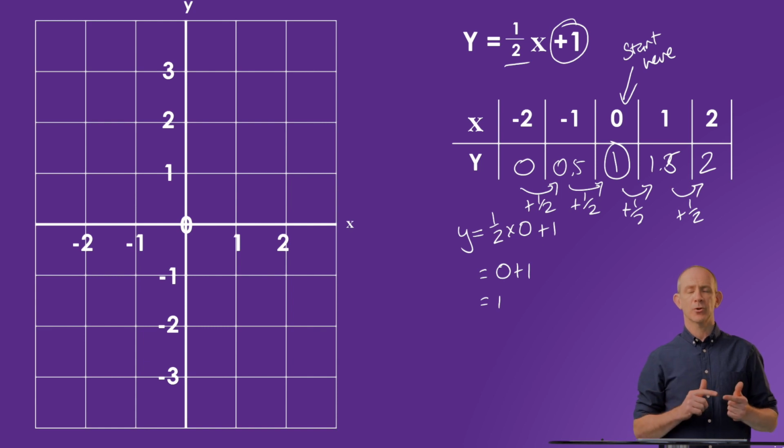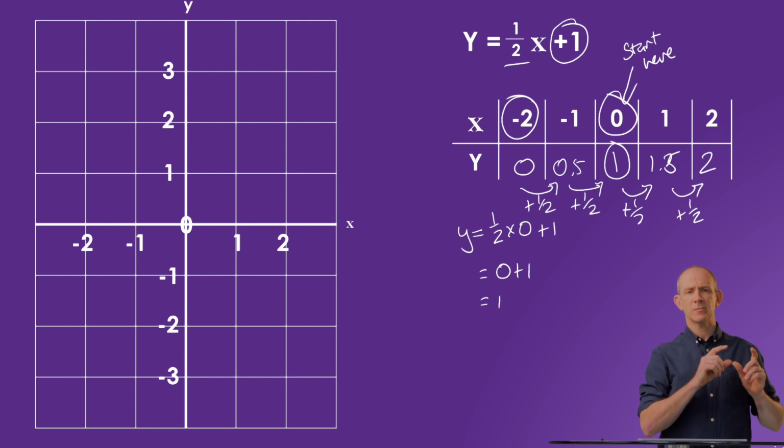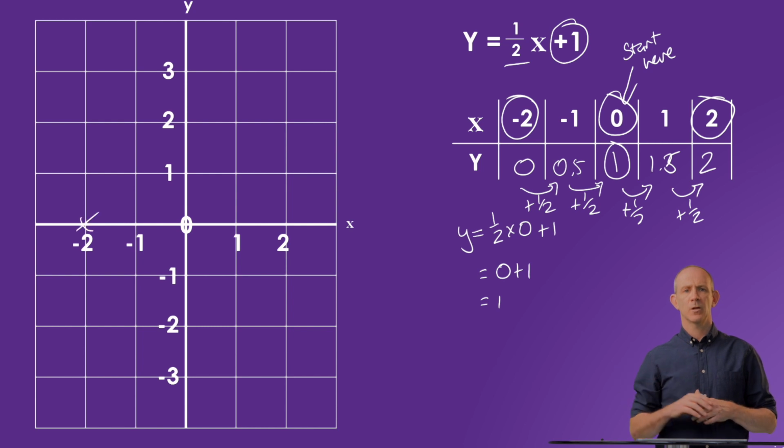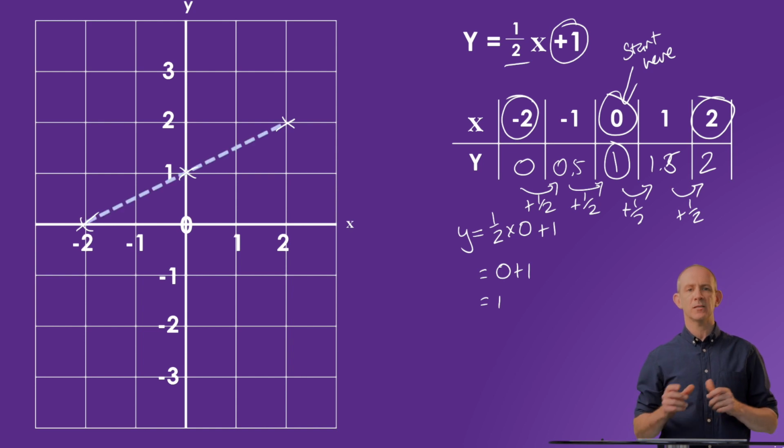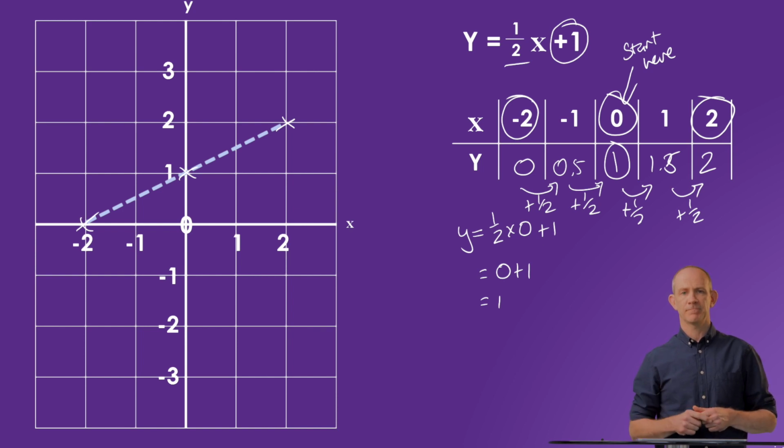We can now plot them on the grid. Now it's difficult to plot the halves in, so I'm only going to do when x is minus 2, when x is 0, and when x is 2. So I plot those on here, and now when I put the line in, you can see when x is minus 1, you end up with 0.5, and when x is 1, you end up with 1.5. So that's how you would draw the graph for y equals half x plus 1.